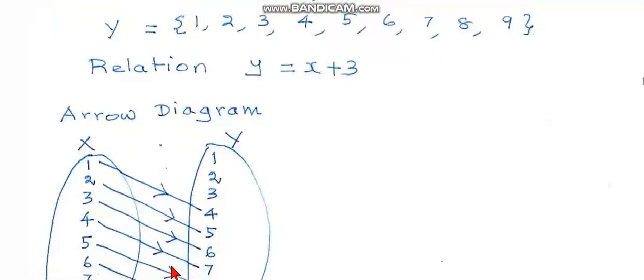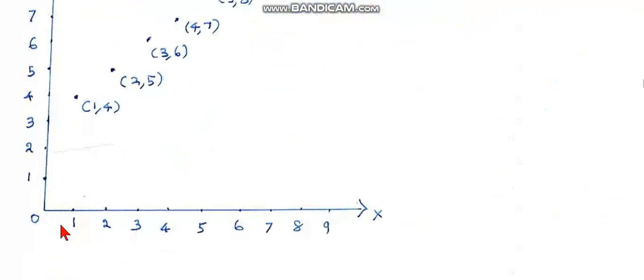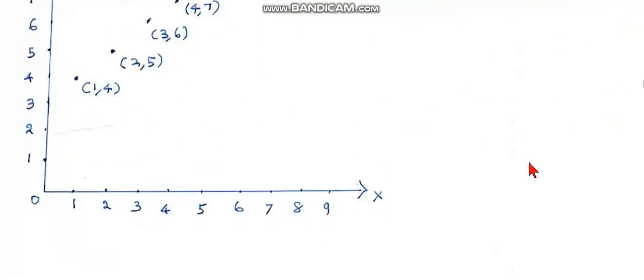The arrow diagram is drawn. Then the graph: the points are marked, taking the set X on the x-axis and set Y on the y-axis. These points constitute the relation. Then roster form: (1, 4), (2, 5), (3, 6), (4, 7), (5, 8), (6, 9).